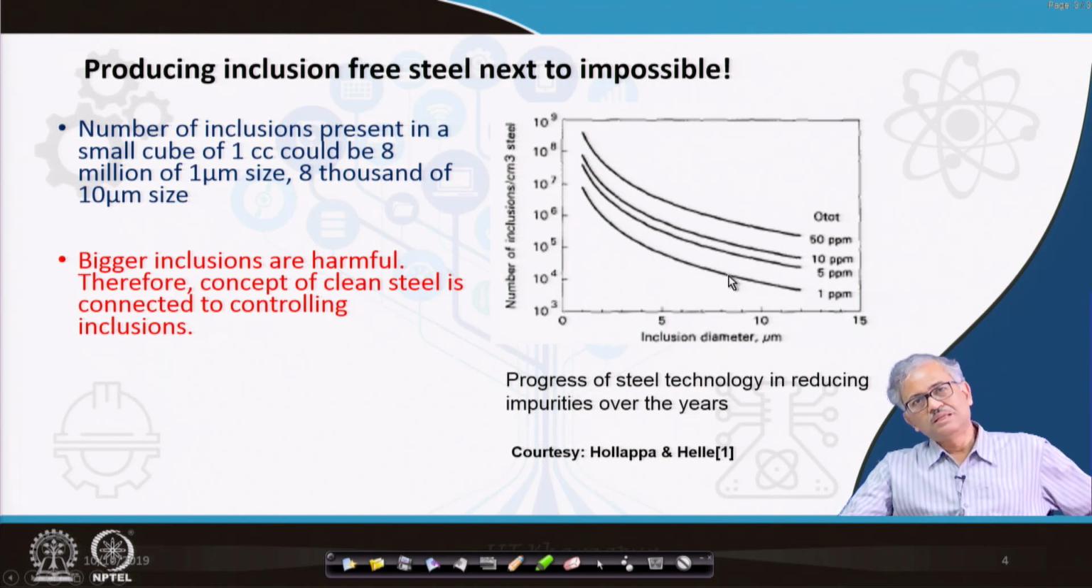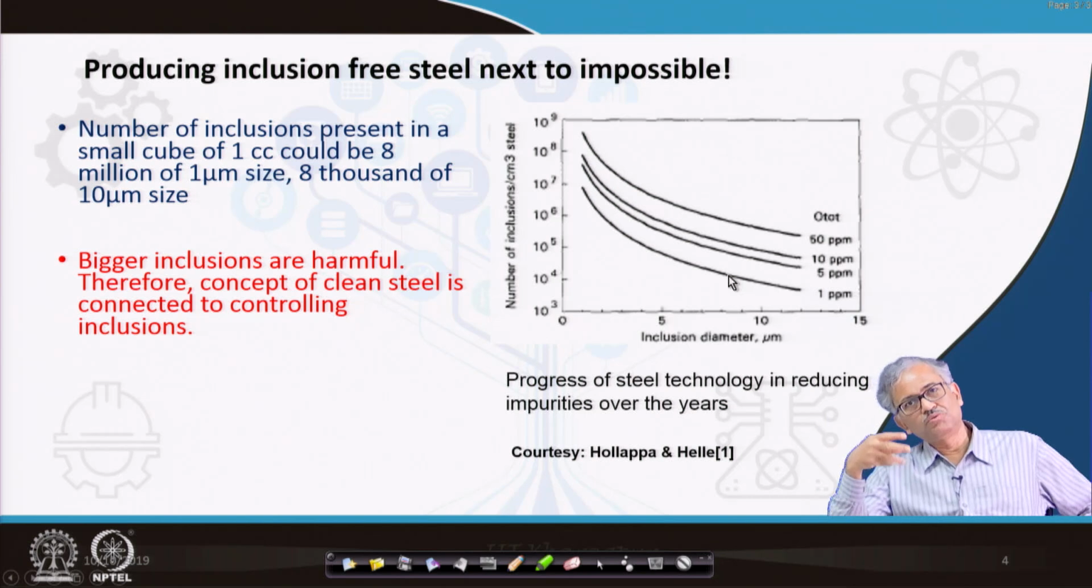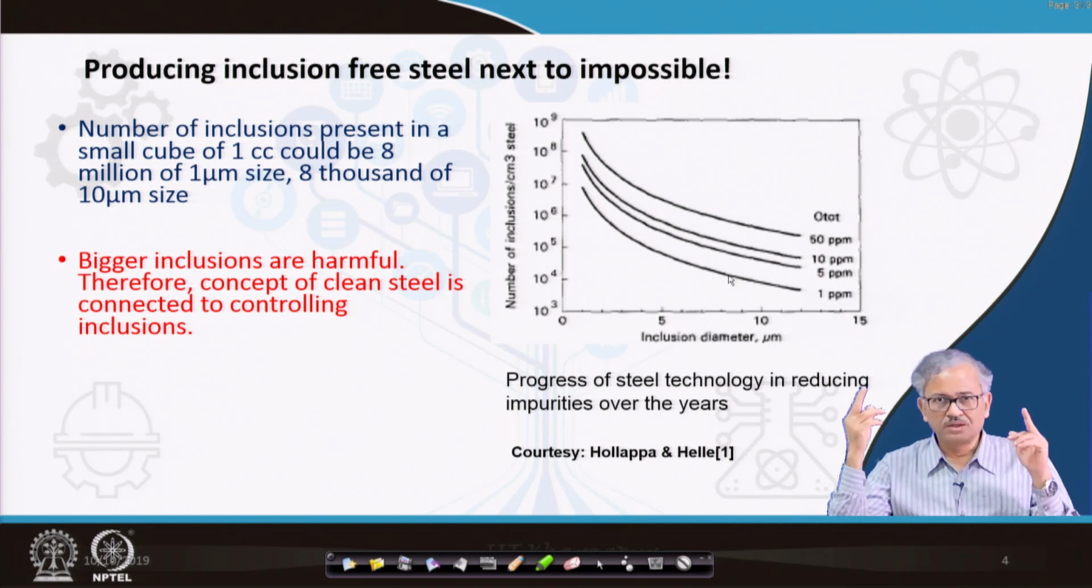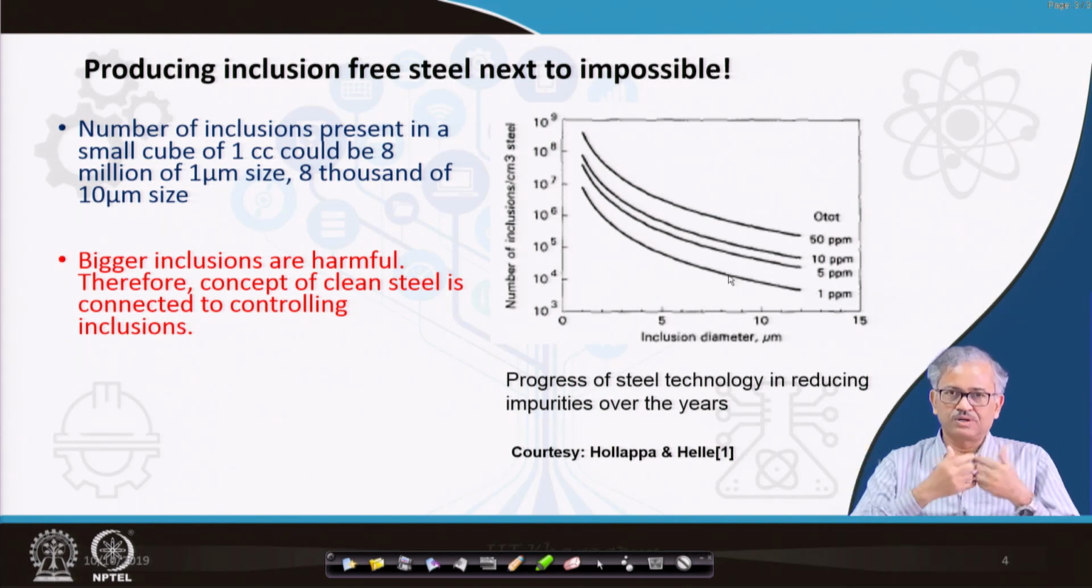Now, these 10 to 50 micrometer inclusions also stay in the liquid steel in large numbers. They are not able to get away from the system by floating or whatever it may be. So you have to live with these inclusions also. So what to do with that? Then you have to control the inclusions. Controlling inclusions means that if you can change their size, morphology and composition, their harmful effect is reduced or eliminated, right? So that is the thing.